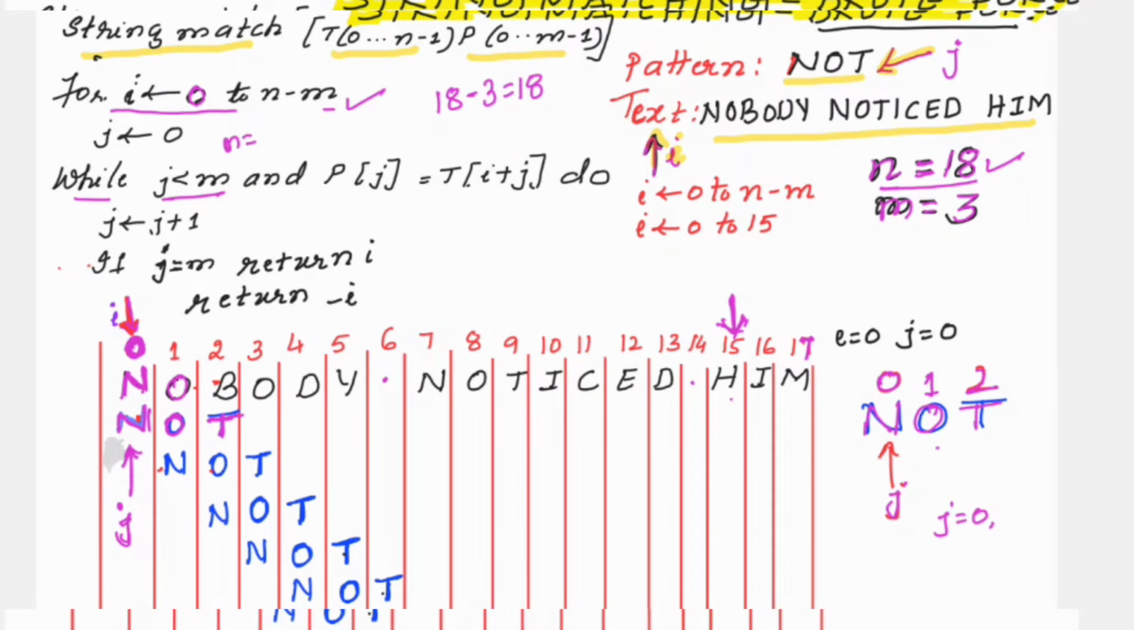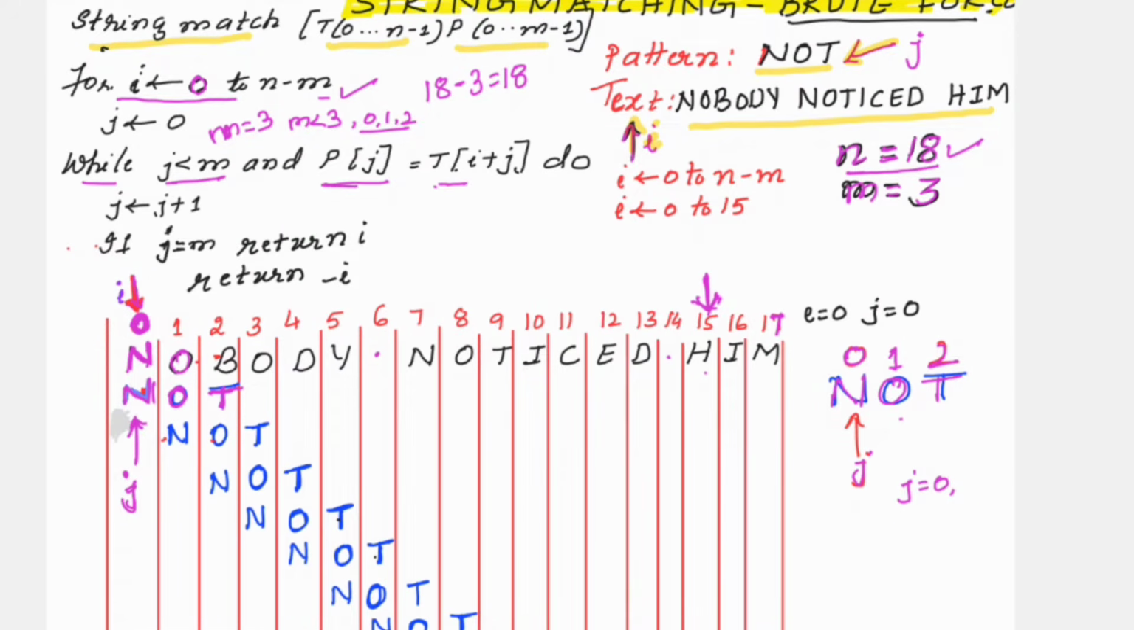Now m value is 3. So as long as m is less than 3, that means it is 0, 1 or 2, you keep checking the letters of the pattern p of j with the letters of the text t of i plus j. i value will be 0 only for all j equal to 0, j equal to 1 and j equal to 2. So only this j value will get changed every time in the loop.